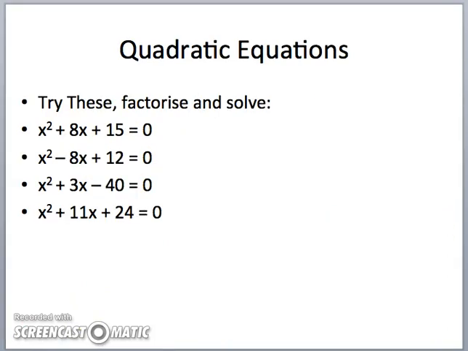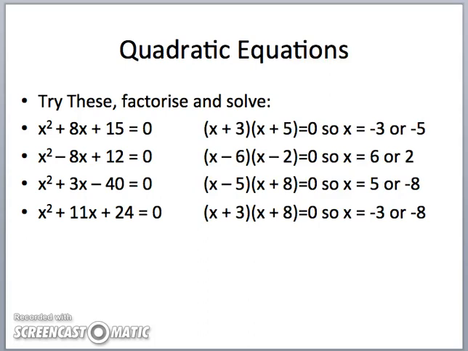Okay, so we've solved the quadratic equation by factorising. Try these. You've already factorised these. That's what we did in the previous screencast. So you should have the factors already, and you should just be able to write the answers down. Pause the video and then have a go, and then we'll look at the answers.